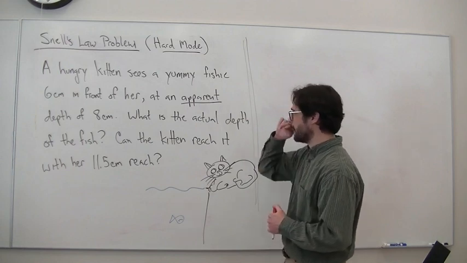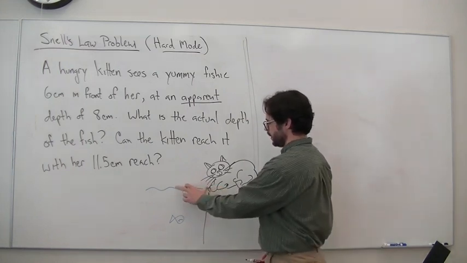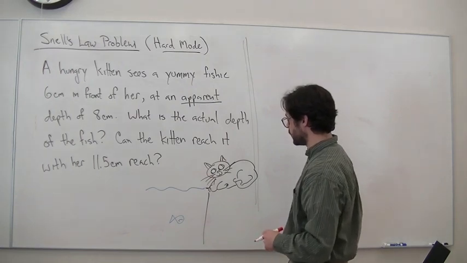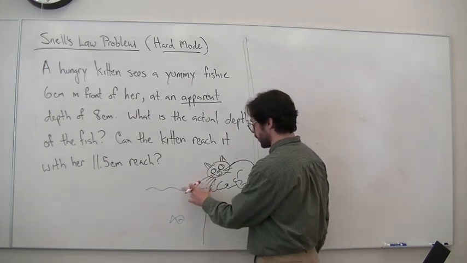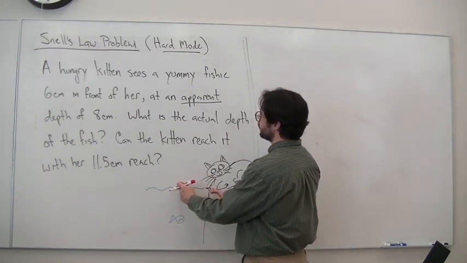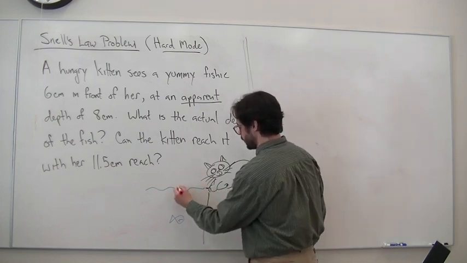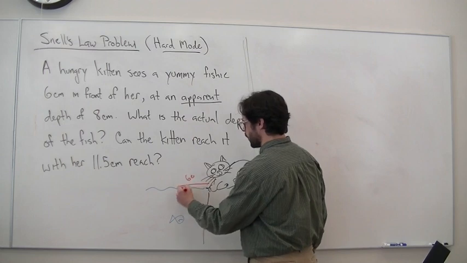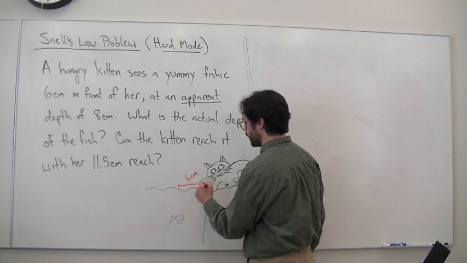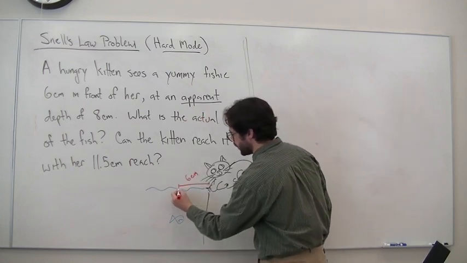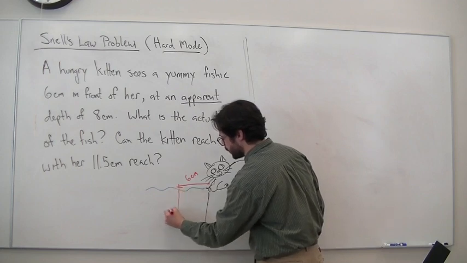So specifically, the kitten sees, and this kitten is really good at trigonometry, we'll see if it knows Snell's law, that the fish is apparently 6 centimeters in front of her. So this distance would be 6 cm. And at an apparent depth, so depth would be straight down, an apparent depth of 8 centimeters.